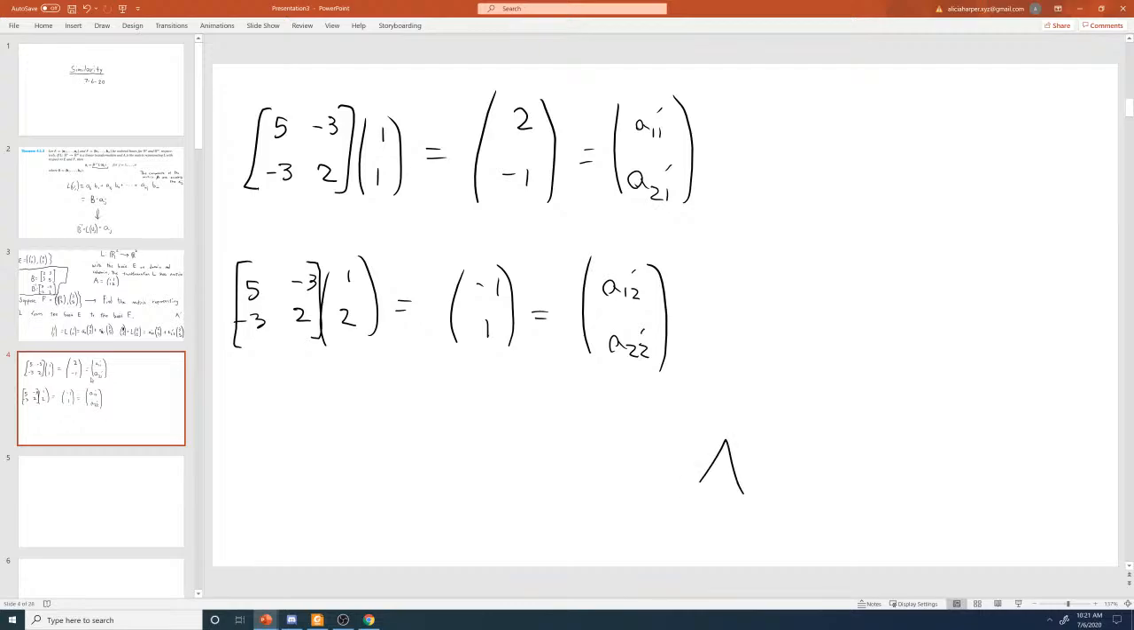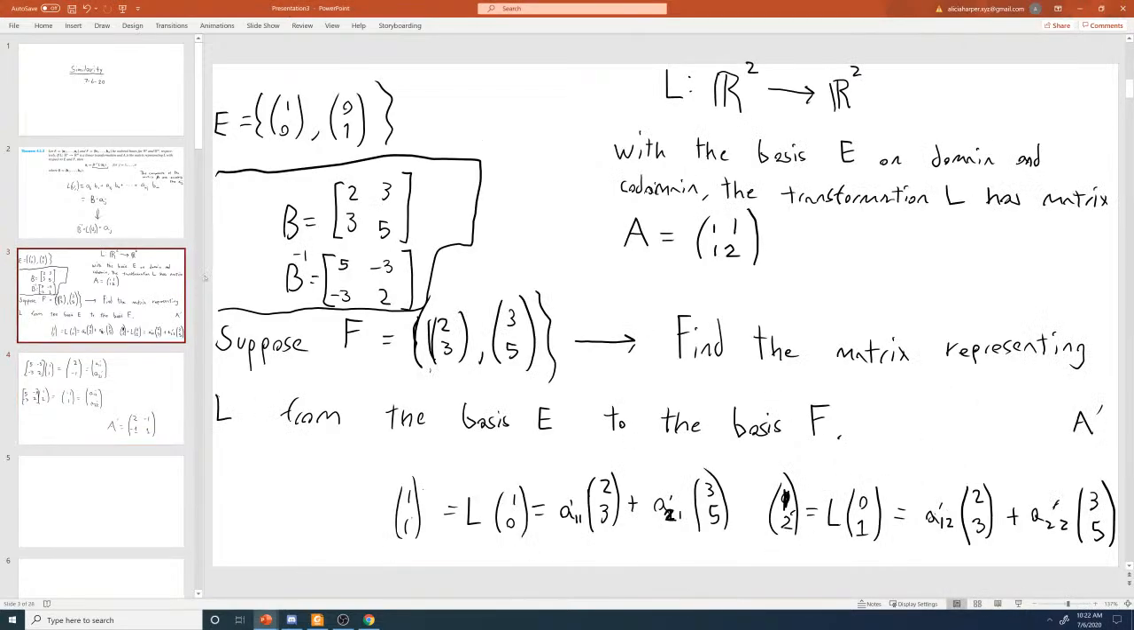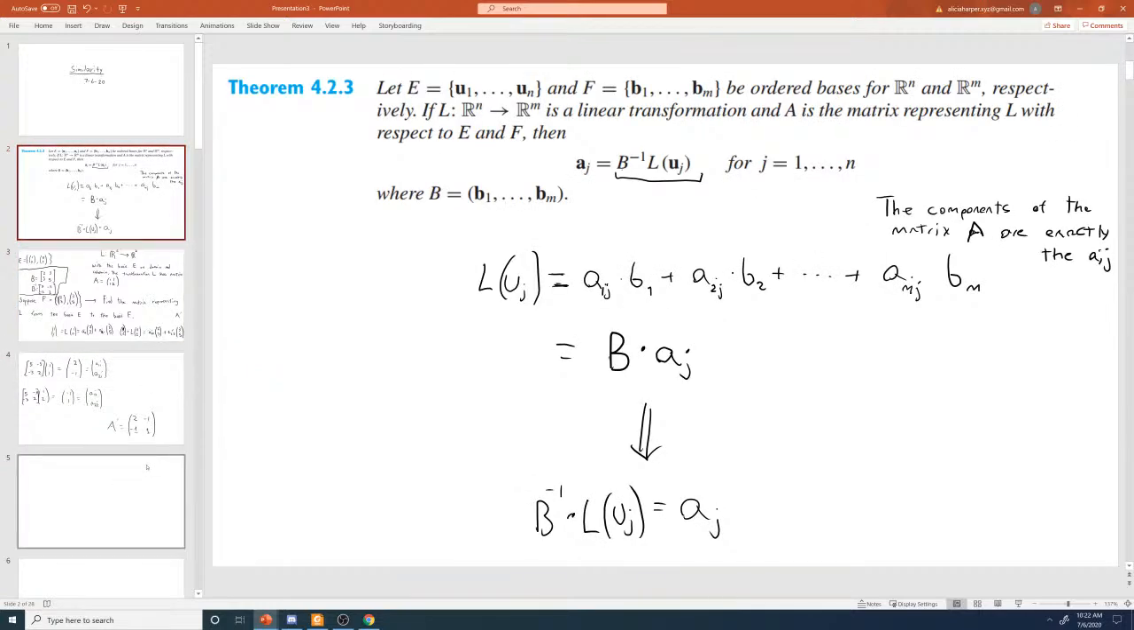So this gives me my matrix A prime: 2, negative 1, and negative 1, 1. So what I've done is I've taken my linear transformation, which I originally expressed in terms of the basis E, and re-expressed it as a matrix from the basis E to the basis F. So that's the power of theorem 4.23.